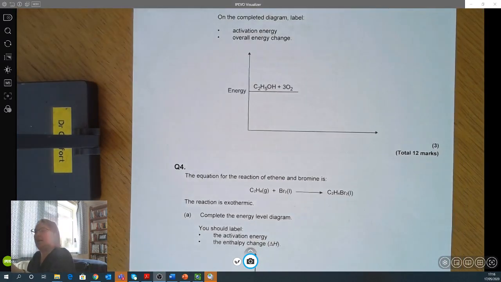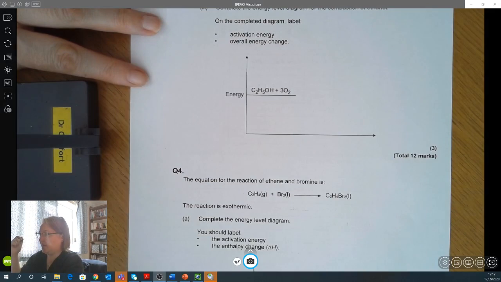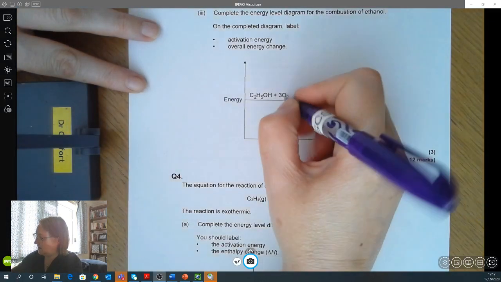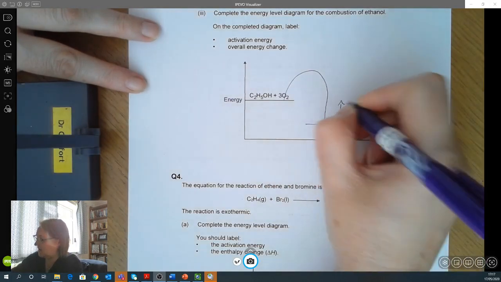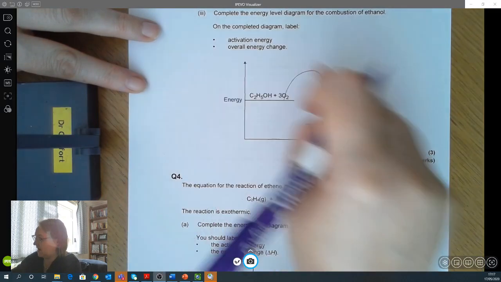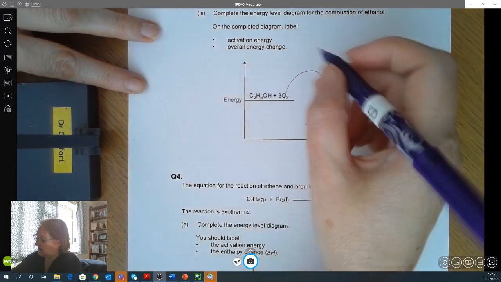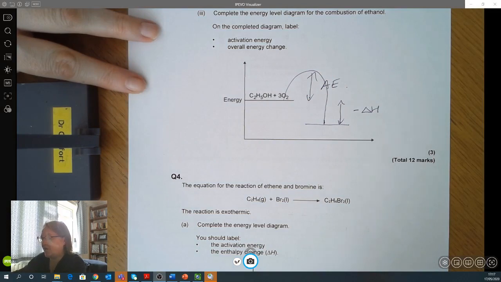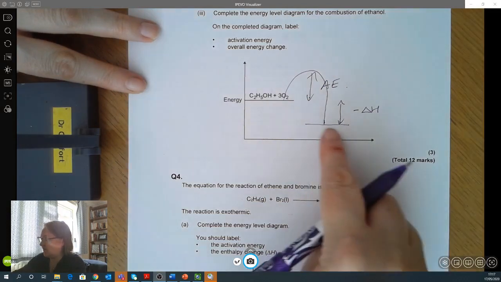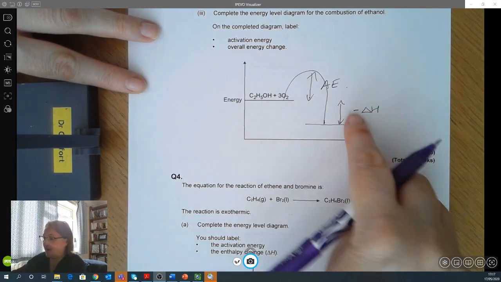So it's now telling me to write an energy level diagram for that, and I've said that it's an exothermic reaction, so I have a negative delta H. I've labelled the overall energy change. You don't have to put the negative there, you just have to label it as the energy change, and I've labelled the activation energy, so it's just the same as the one we had before, isn't it? And the 3 marks again are for making sure that line is lower, because I'm showing it's exothermic, and for labelling these 2 correctly.